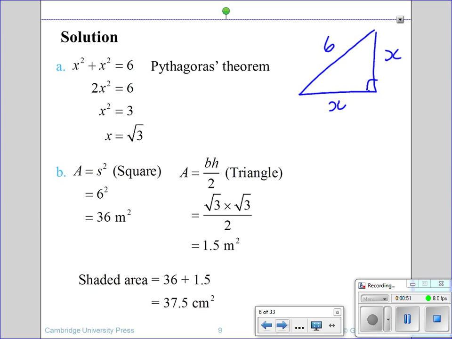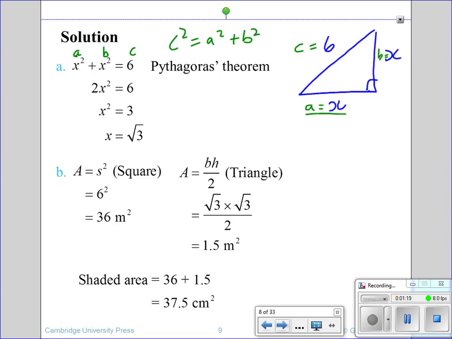Way back when we did Pythagoras' theorem, c squared equals a squared plus b squared. Here's our c. Here's our a, here's our b. So our a is x, so x squared, we put our a here. Our b is x, so x squared, and here's our c.